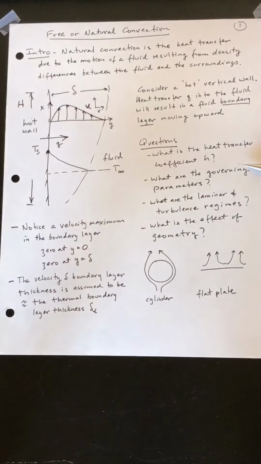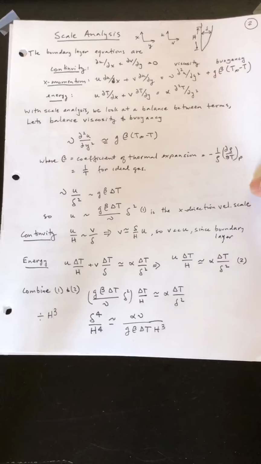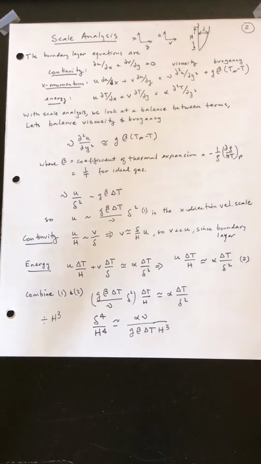So what are the questions we're going to address in the next few minutes? What's the heat transfer coefficient? What are the governing parameters? What are the laminar and turbulent regimes? And what's the effect of geometry? Flow about a heated cylinder or flow off a hot plate? So the way we're going to address this, the book has a nice, more analytical approach. As you know, I like to use scale analysis and then apply that to the equations.